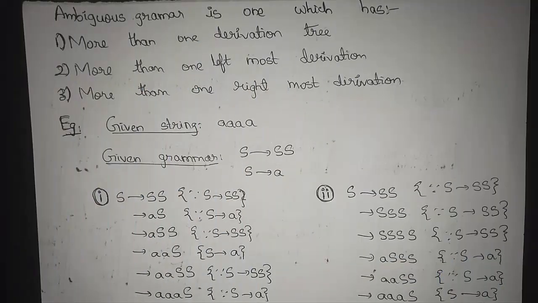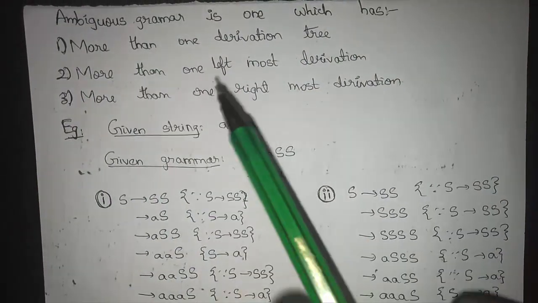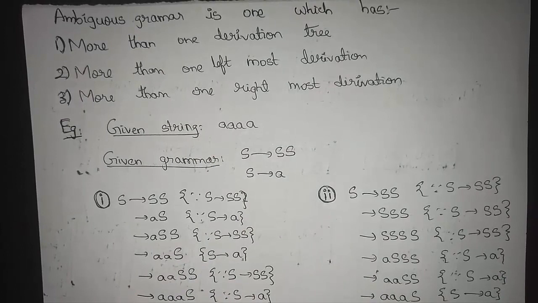Hello friends, welcome to 7-minute study. In this video I'm going to discuss ambiguous grammar and how we can understand the basic examples of ambiguous grammar, what ambiguous grammar is. Ambiguous grammar is one which follows these three rules basically, because we can say that a grammar which has more than one derivation tree, more than one leftmost derivation, or more than one rightmost derivation is known as an ambiguous grammar.